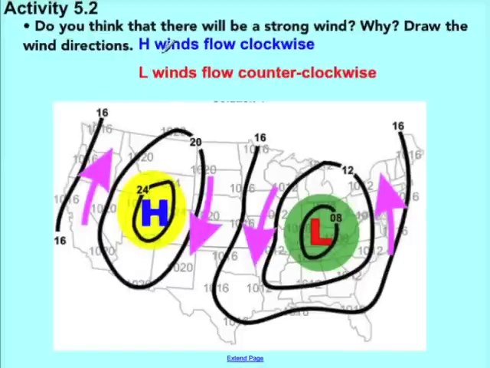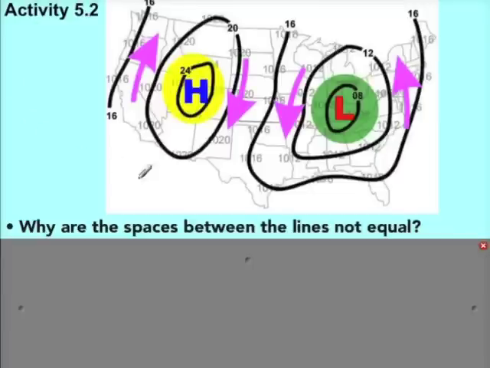So remember, you have your high, and in general, you have a clockwise flow. You have your L. This is your low. It flows counterclockwise, roughly anyway. So let's get back to the questions. And here's one of the things that we'd like to take a look at. Why are the spaces between the lines not equal?